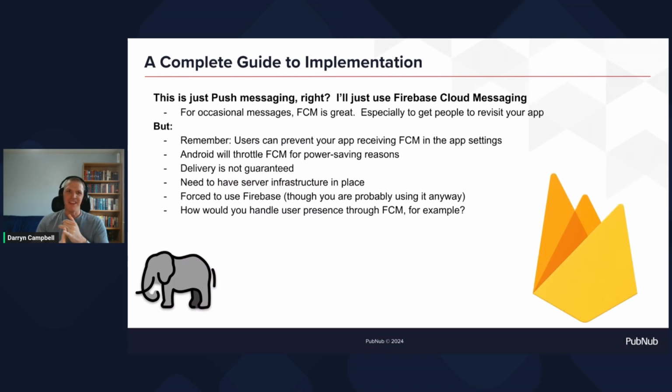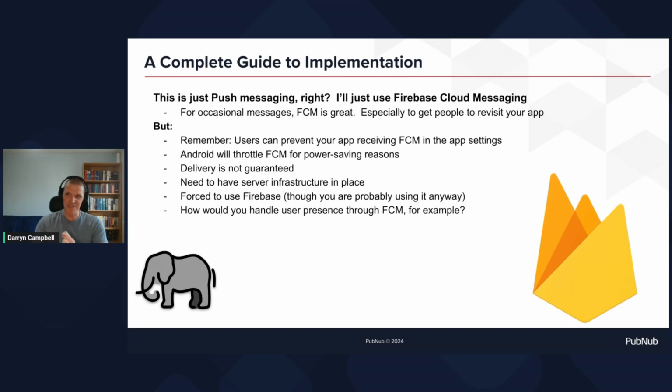So FCM, I touched on this earlier on. I don't want you to go away thinking, oh, I can just implement all of my real-time features with cloud messaging, Firebase Cloud Messaging, push notifications. What did it used to be called? GCM, Google Cloud Messaging. Because the user can turn it off, which is kind of the obvious one. Android might decide to throttle your application again.